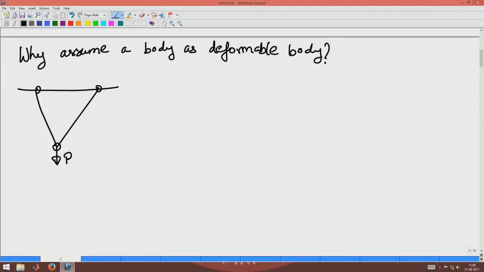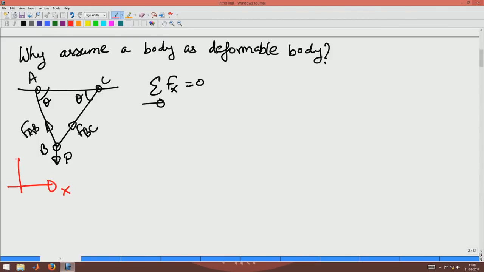Let us consider a plane two dimensional truss of this geometry, where let us say A, B, C are hinges and the angle at A is theta and the angle at C is also theta. You apply a force like this at B. Now, you can use the force equilibrium equations to determine the forces in these members, FAB and FBC, from equilibrium equations, right. Essentially, let us assume your x and y directions are these.